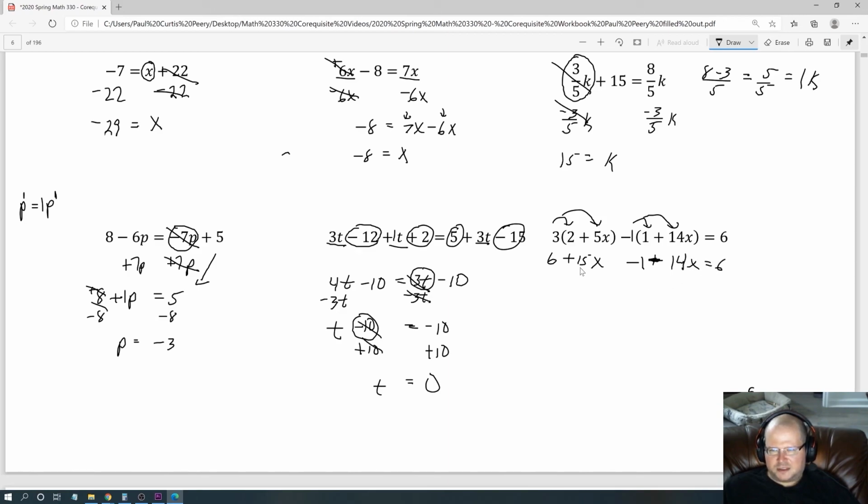Now we combine like terms, so we have a 15x, and we have a negative 14x, which gives me an x. We have a 6, and then we have a minus 1, which gives me a positive 5, and we have 6 here. Next, I want to get the x by itself. We isolate the x. By undoing the plus 5, you undo the plus 5 by subtracting 5. Whatever you do to one side, you do to the other. And it gives me x is equal to 1. And there you go.